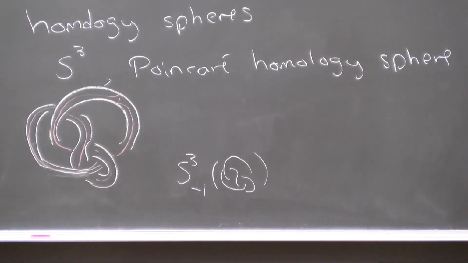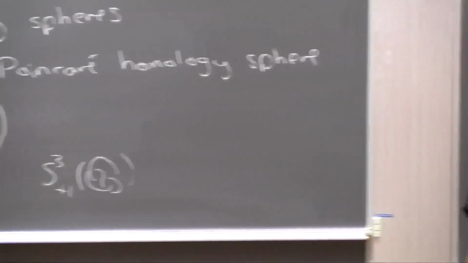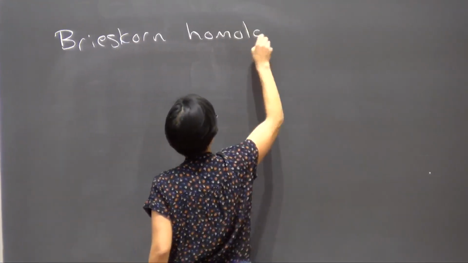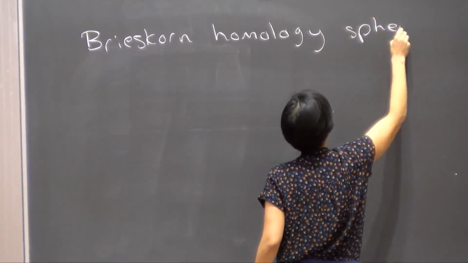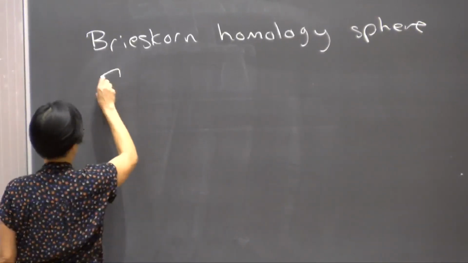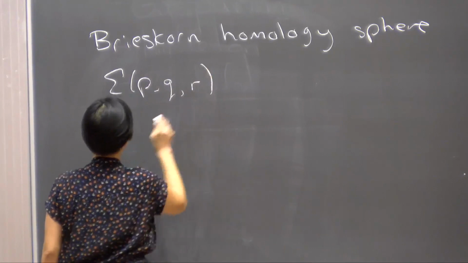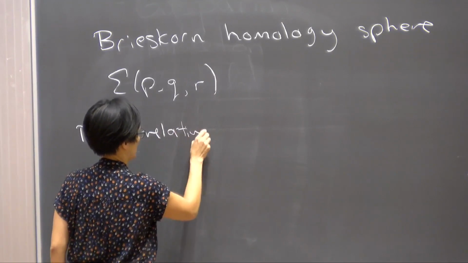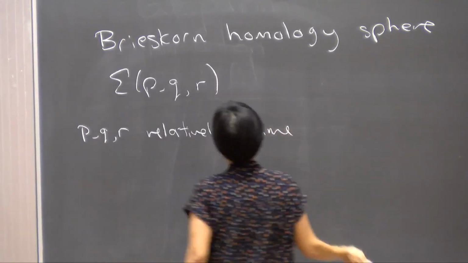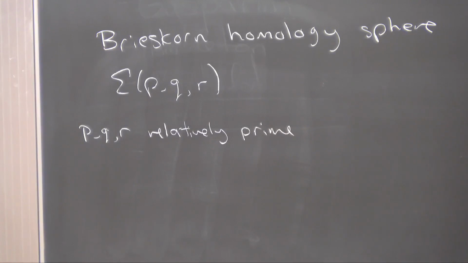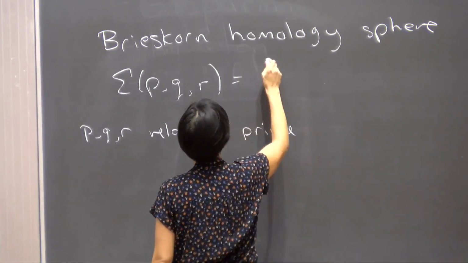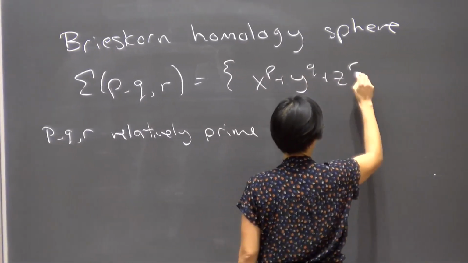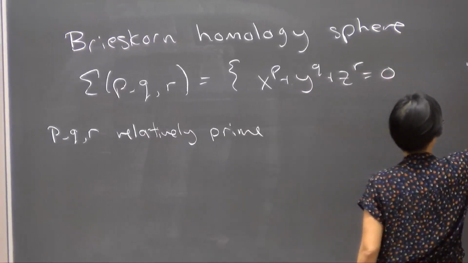What's another class of homology spheres? Another class are the so-called Brieskorn homology spheres, denoted Σ(p,q,r), where p, q, and r will be pairwise relatively prime. So what do we do? Let's look at the zero set of the polynomial x^p + y^q + z^r = 0 in C^3.